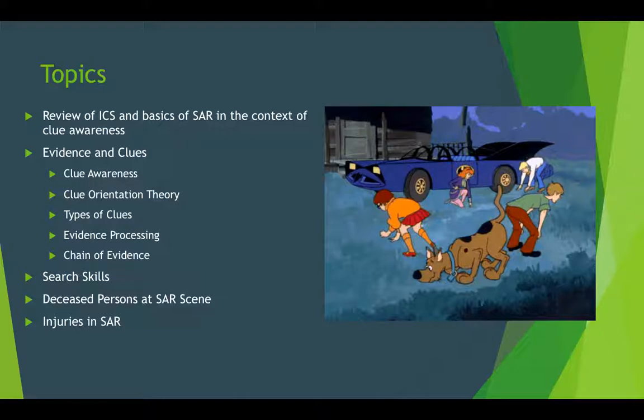Generally speaking, we'll start with a review of incident command systems and basic search and rescue in the context of clue awareness. Much of this has been covered in the introduction to search and rescue, but it's worthwhile to go over it and to put it in the context of clue awareness. The bulk of the remaining part of this lecture is evidence and clues, clue awareness, clue orientation theory, types of clues, evidence processing, and chain of command. We'll also cover search skills, and then finally, and very briefly, we'll talk about what to do if one were to find a deceased person at a search and rescue scene, and finally, injuries that could potentially happen in SAR.